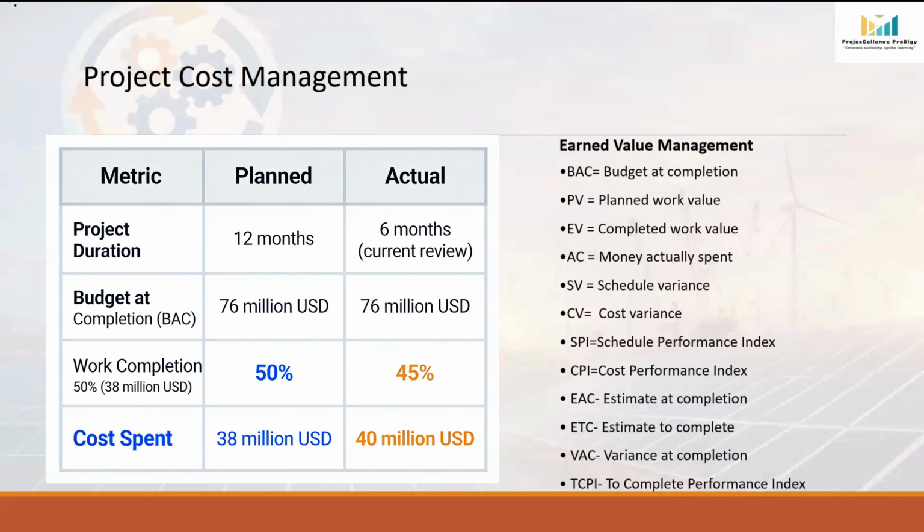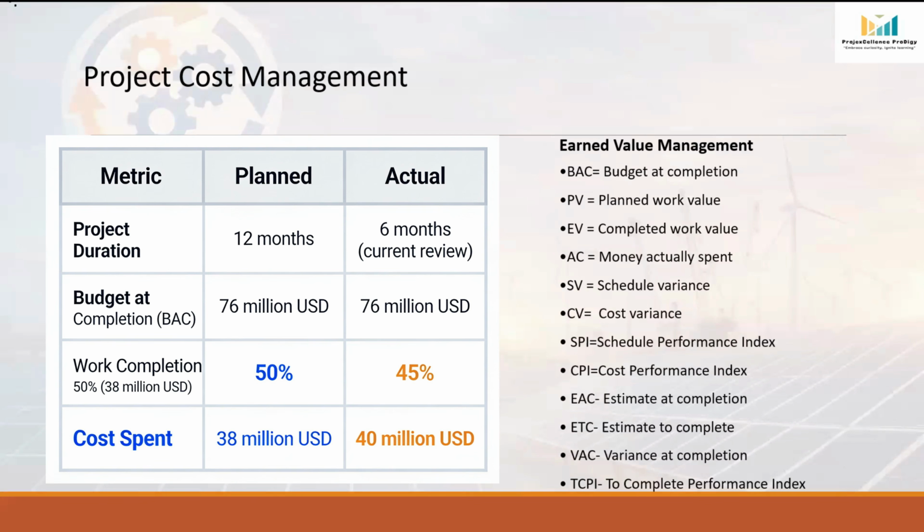In our project, today is the end of month 6. According to the schedule, the project should have completed 50% of the total work. Since the total approved budget is $76 million, the planned value becomes 50% of $76 million, which is equal to $38 million. This means that by month 6, we expected to complete $38 million worth of work.